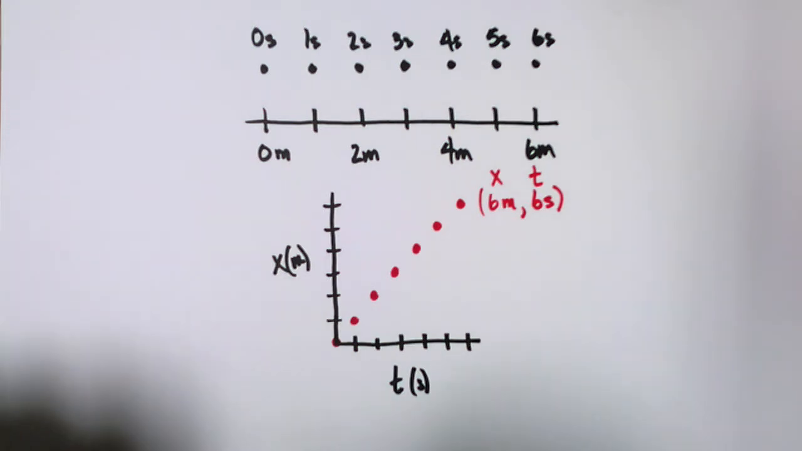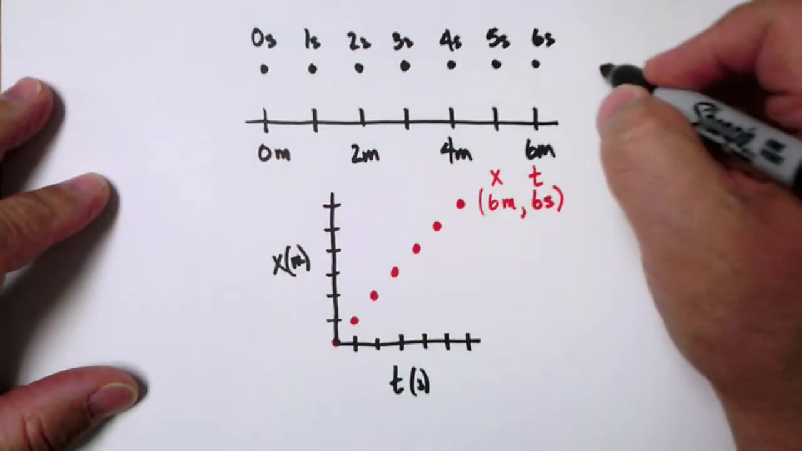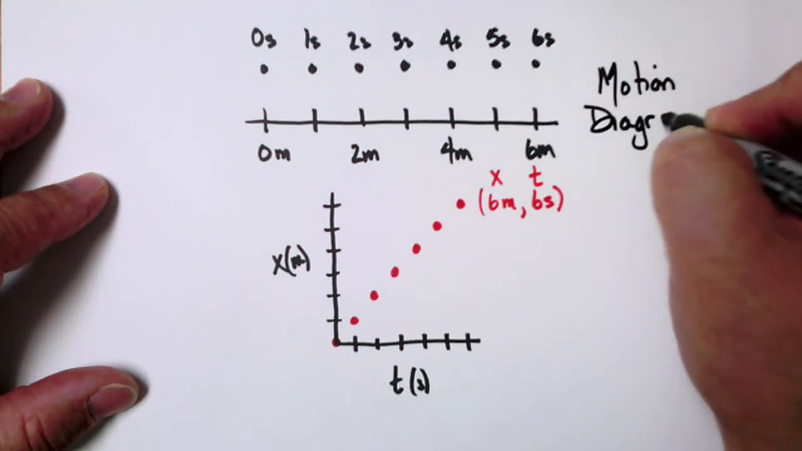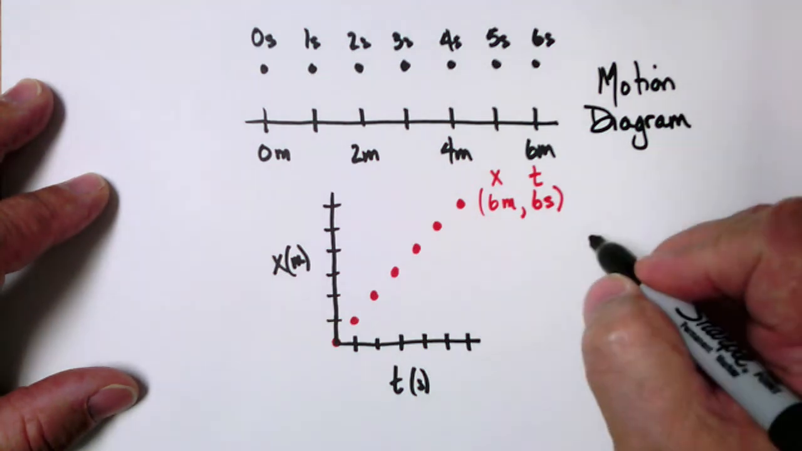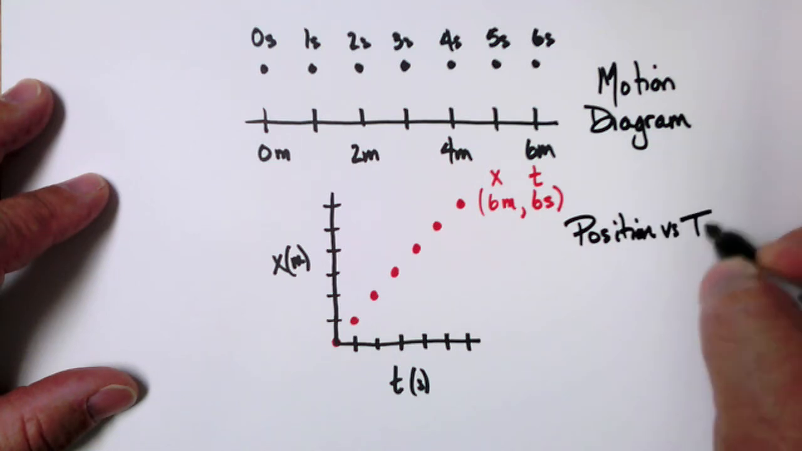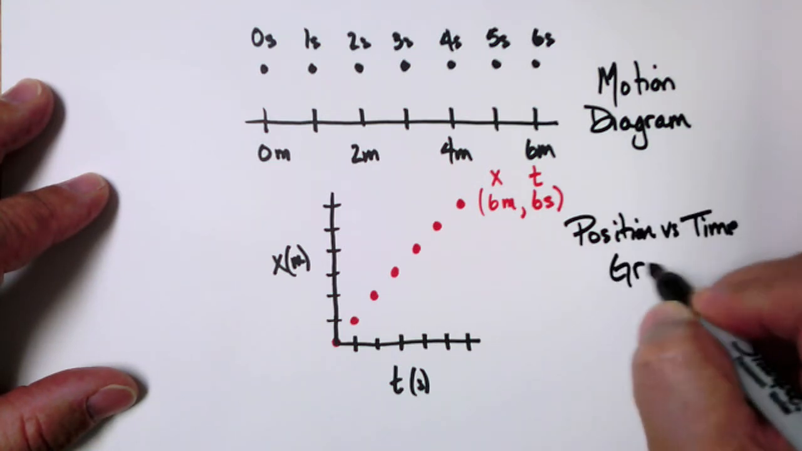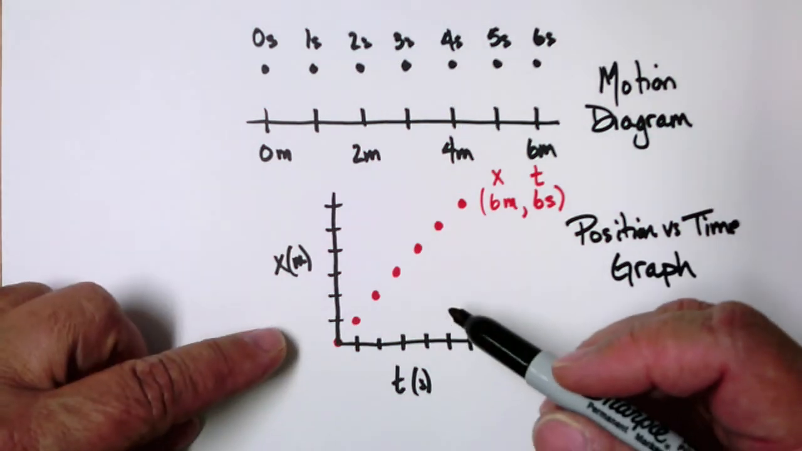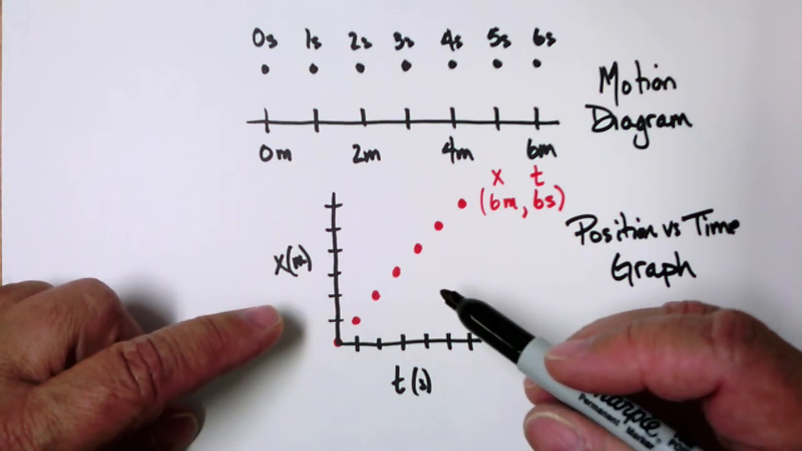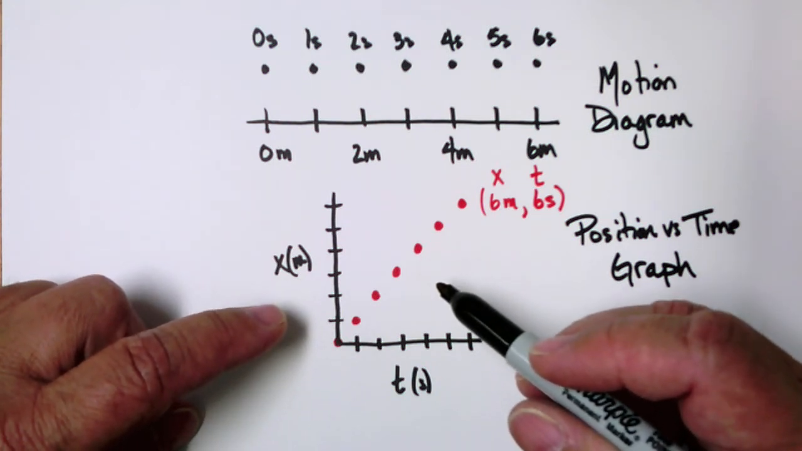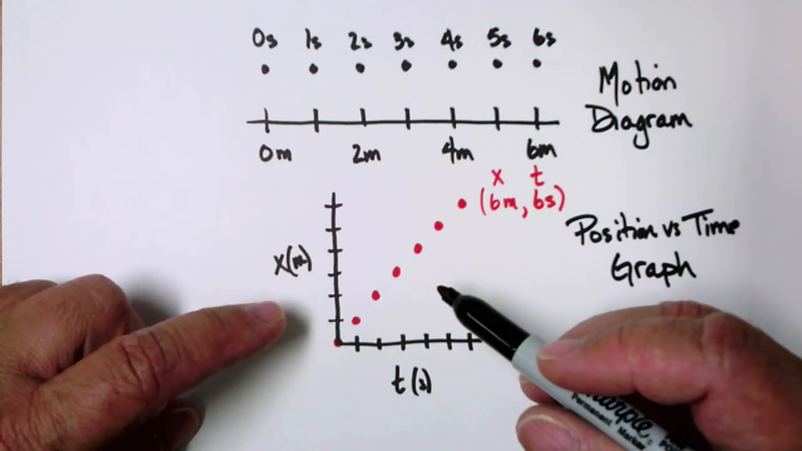These two types of representations are going to be very important in the course, and you'll be drawing quite a few of these. So this is what we call a motion diagram. And this is a position versus time graph. From this initial graph, we can derive another descriptor of motion. And that's what we'll do on our next lesson. So until then, have a good day.